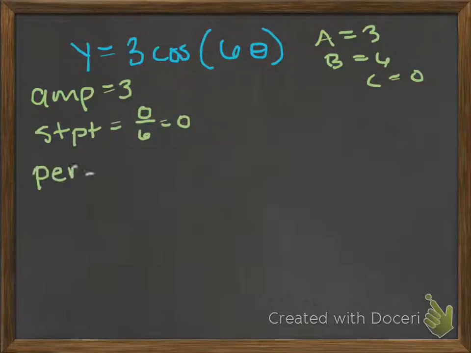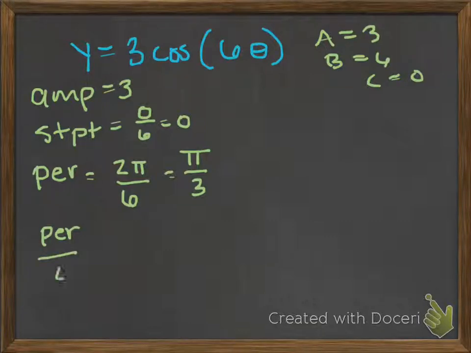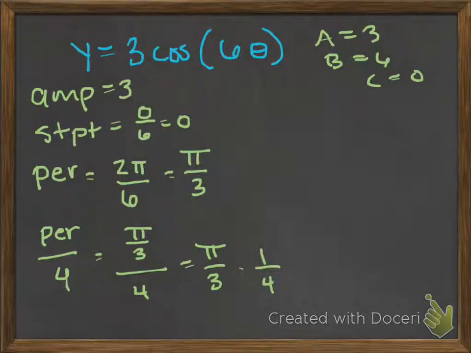My period is 2 pi over my B value of 6. So 2 pi over 6 will reduce to be pi over 3. And then our period over 4 will be pi over 3 all over 4. And we keep change flip, so I keep the pi over 3 and I multiply by the 1 over 4. So what we are adding each time is pi over 12.